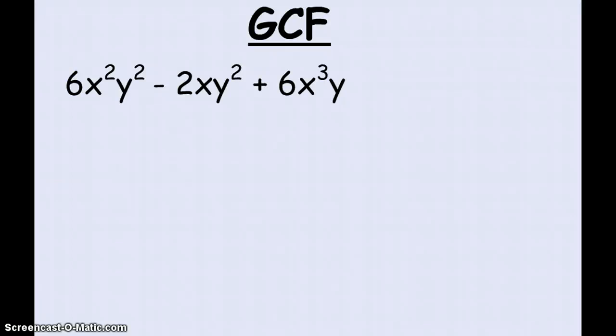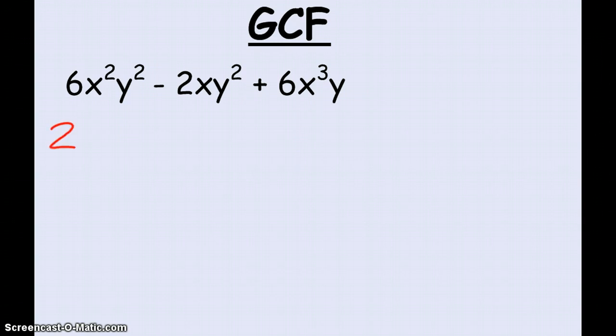We look at all of our terms. We've got 6x squared y squared minus 2xy squared plus 6x cubed y. We look at the coefficients of each term. Do they have something in common? 6, 2, and 6. We normally go to the smallest number. Is it divisible into the other terms? If it is, that's great. If it's not, well, we're going to have to work a little bit to find the proper set of factors that might work, if there are any available. So I look and I can see 6, 2, and 6, they're all divisible by that smallest coefficient of 2.